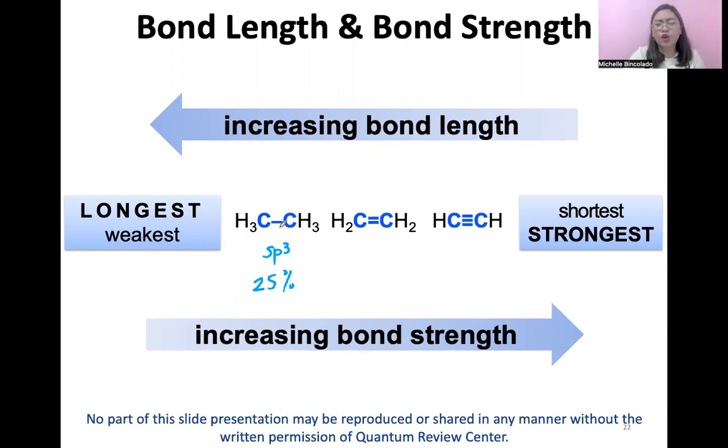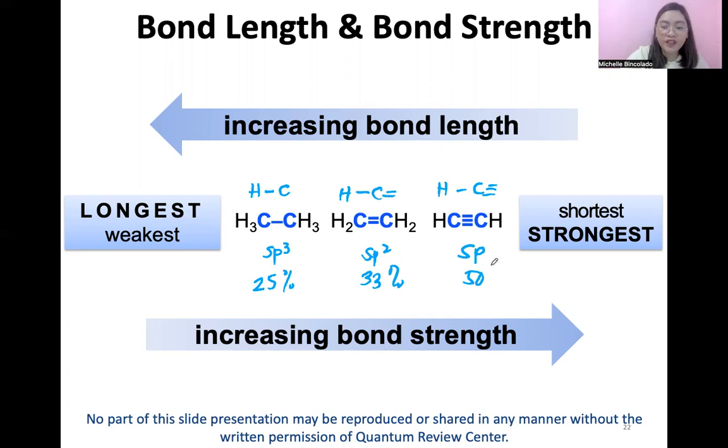Ma'am, why do we compute that? Because not only the carbon-carbon bond is affected, but also the carbon-hydrogen bond in each of these examples. Here the carbon is sp2 hybridized, and here as well, this carbon is sp hybridized. So here, sp2 is 1/3, so 33%. And last, sp hybridized is 50%.